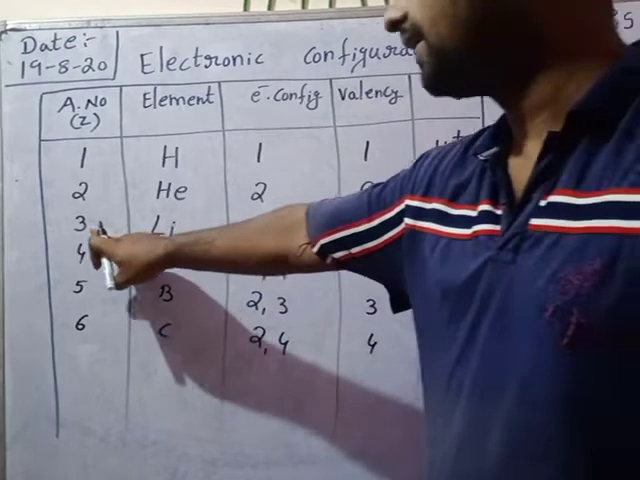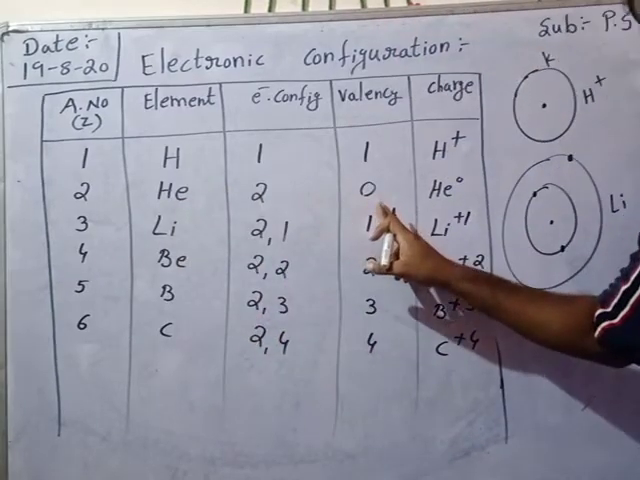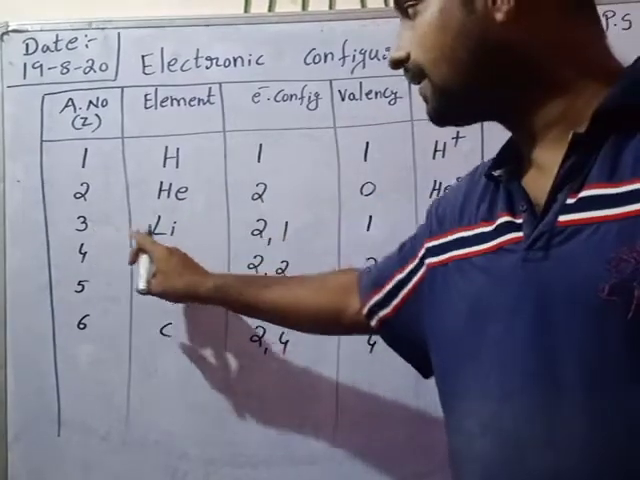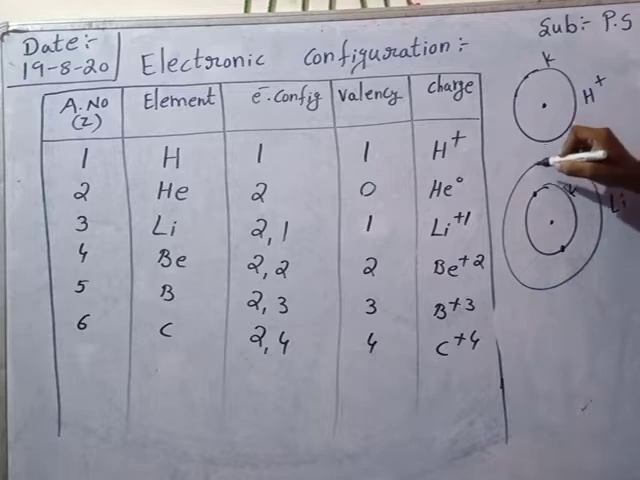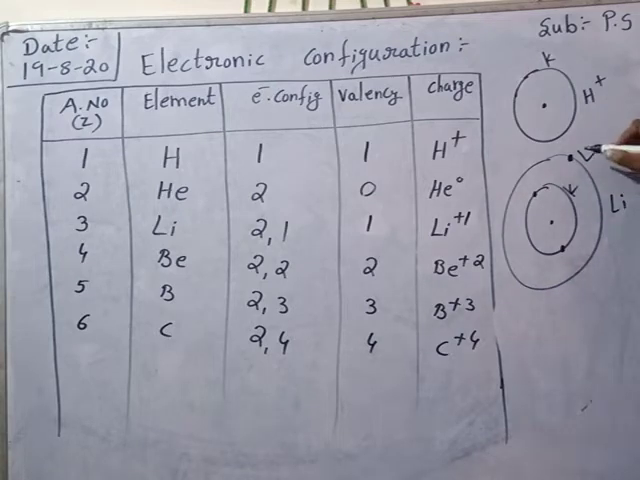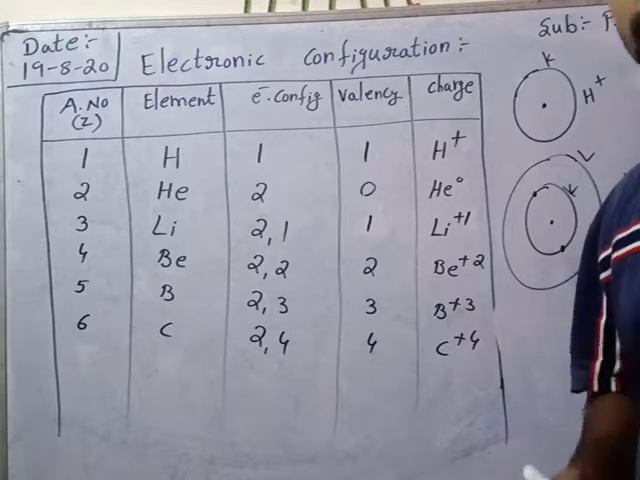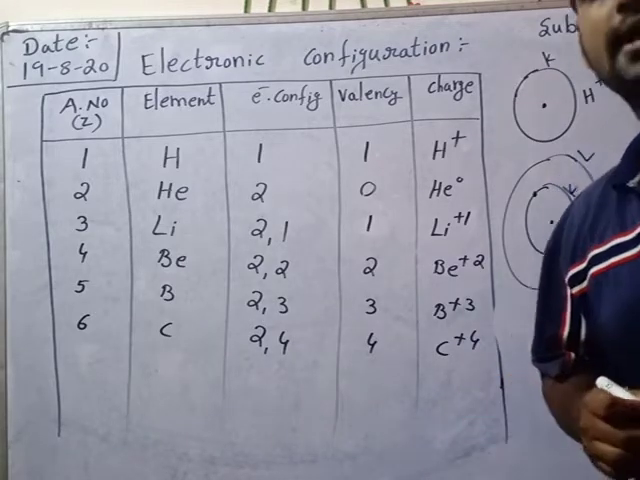Now take the third element. Helium is 0, already explained. Now take the third element, lithium. The lithium valence shell is the L shell. Valence shell means the outermost shell. In the L shell of lithium there is 1 electron. For example, if lithium loses this electron, lithium has plus 1 charge. So Li plus indicates loss of 1 electron. Why does lithium lose 1 electron?